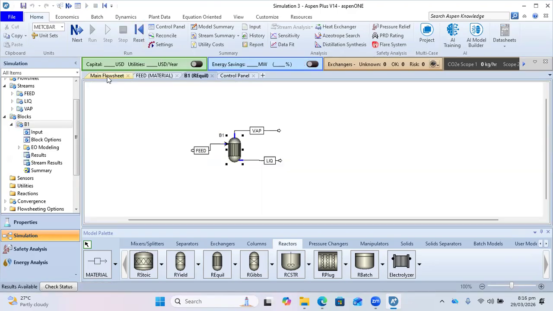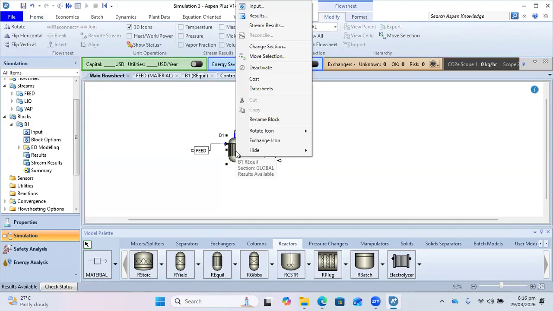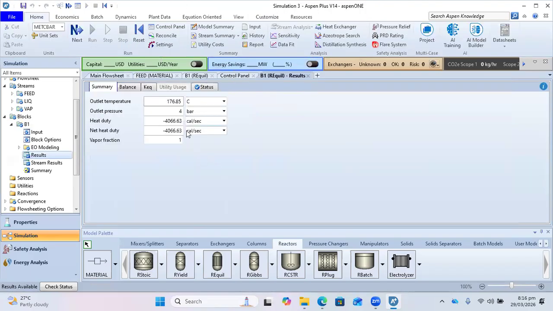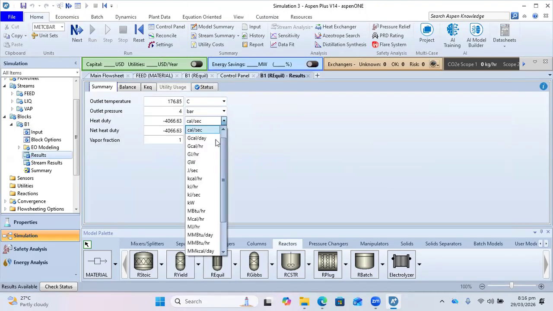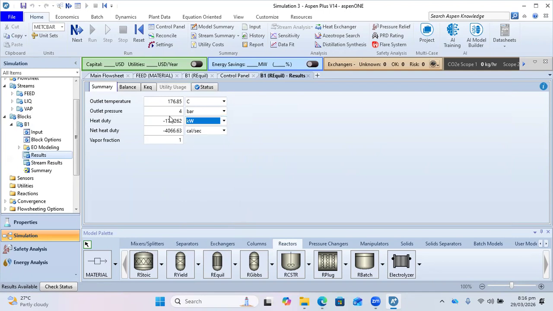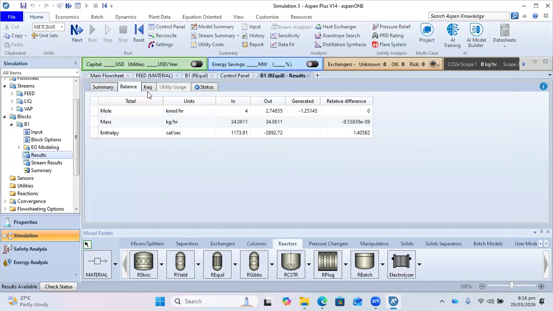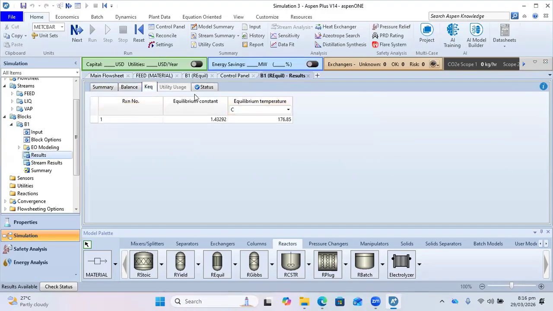Okay, so now we have everything fine. Let's check the block results first, right? And realize that the duty is very similar to what we had for the Gibbs reactor. We can see the balance here. So we have all these, then we have the equilibrium constant as well. So this is a very, very interesting block you can also work with.